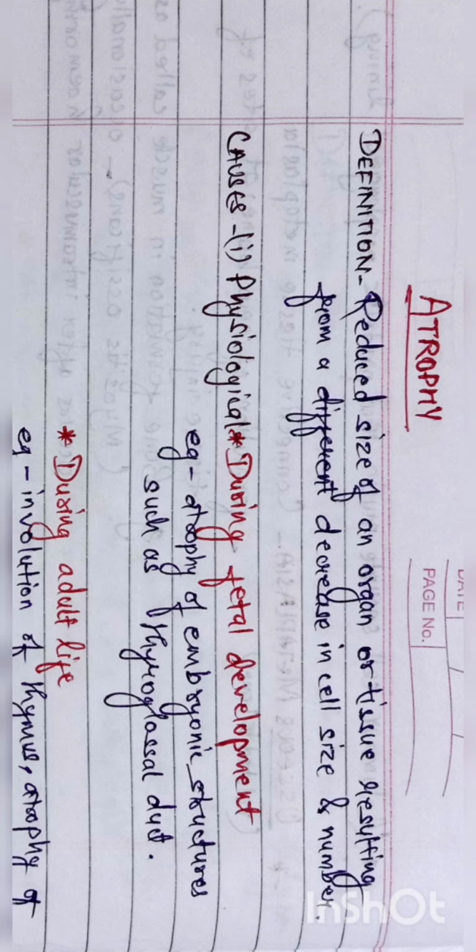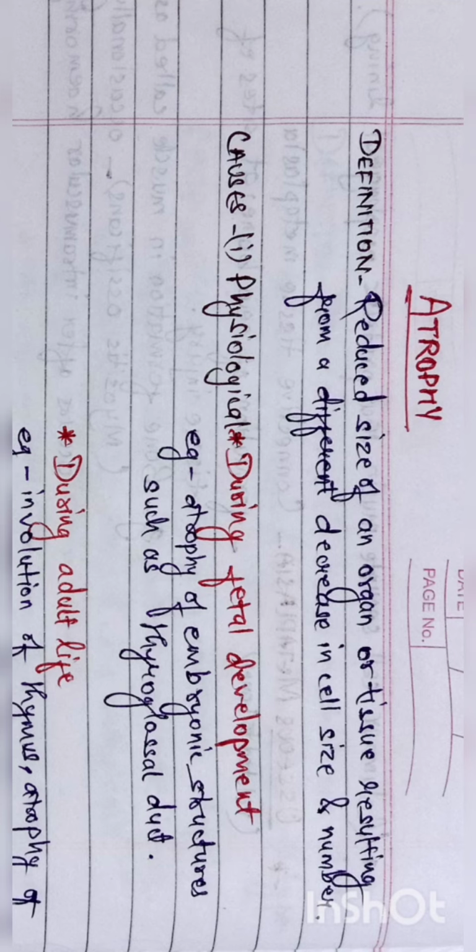In the previous video we have already talked about stages of cellular responses to various stimuli or injury, and hypertrophy and hyperplasia. So today we will be studying about atrophy. What is atrophy? A means no and trophy means growth or nourishment, that is, no growth or nourishment of a cell is known as atrophy. Let's see its definition. The reduced size of an organ or tissue resulting from a decrease in cell size and number is known as atrophy.